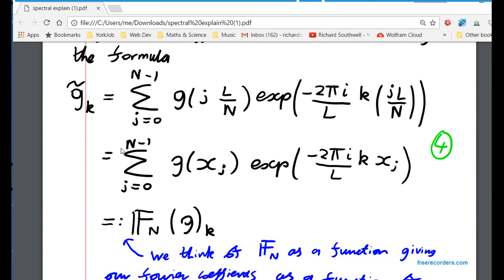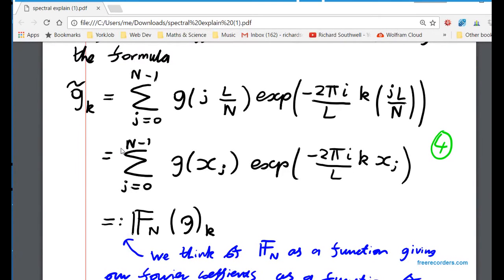It's given by the sum over j from 0 to n minus 1. So we're basically summing over these grid points x_j, and at each such grid point we're working out what g of x_j is, the function at that grid point, times the exponential of minus 2 pi i divided by L times k times x_j.